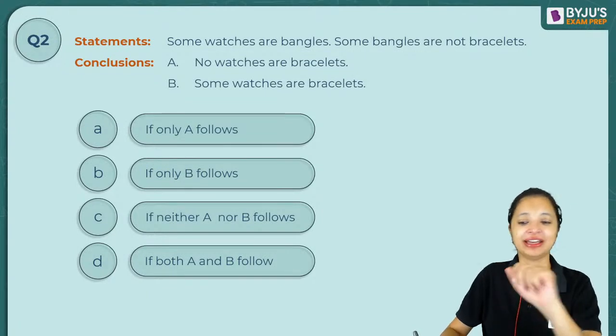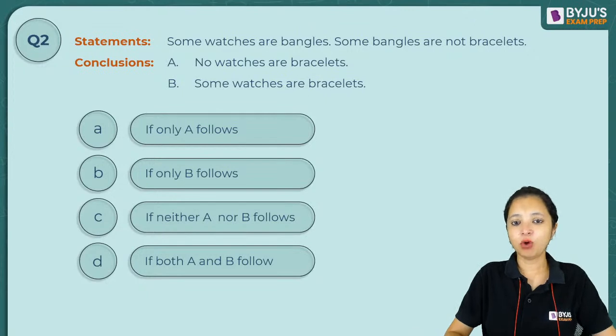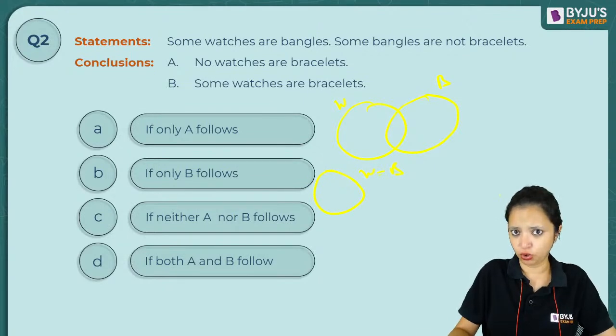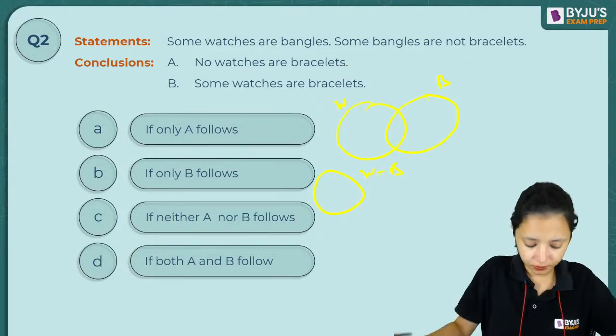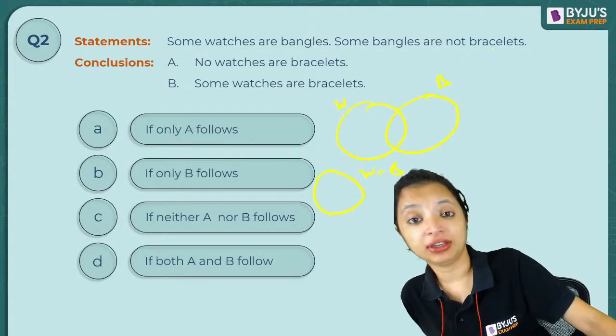Okay, let me make a Venn diagram for you. Believer says C. Okay. Some watches are bangles. It could also be that all watches are bangles. Some can be all as well. Remember that. Okay. Some bangles are not bracelets. Now, guys, look at the diagram that I make very, very carefully.